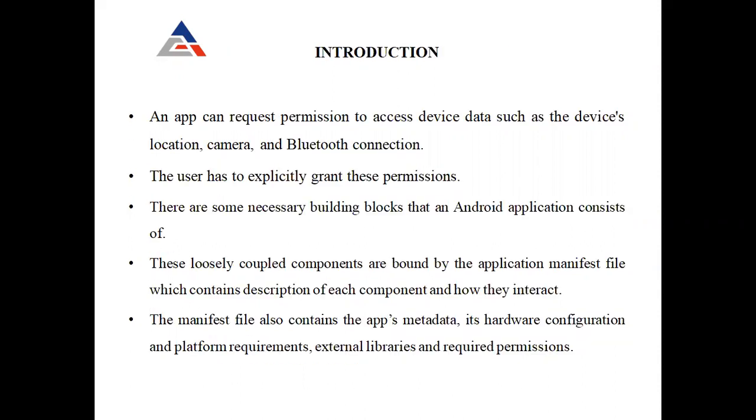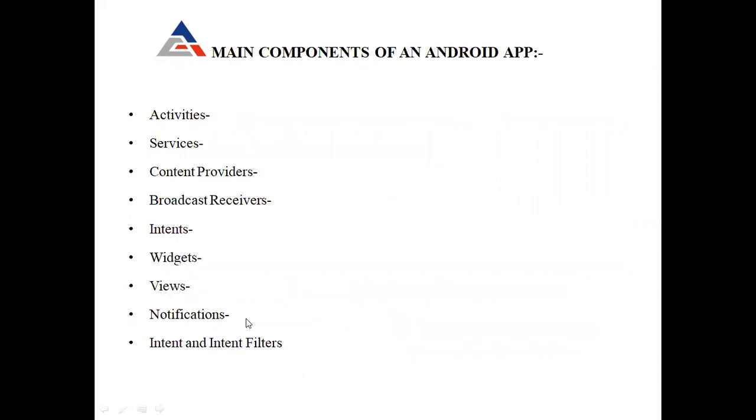An application can request permission to access device and location. The user has to grant the permission, and the manifest file also contains the application's metadata and hardware configurations. So this is a little introduction about what an application is, how the application can perform, and what components that application can use. If the application wants to use some other component, then the application has to get permission from the user. If the user allows the application to access the component, only then will that application access that component.